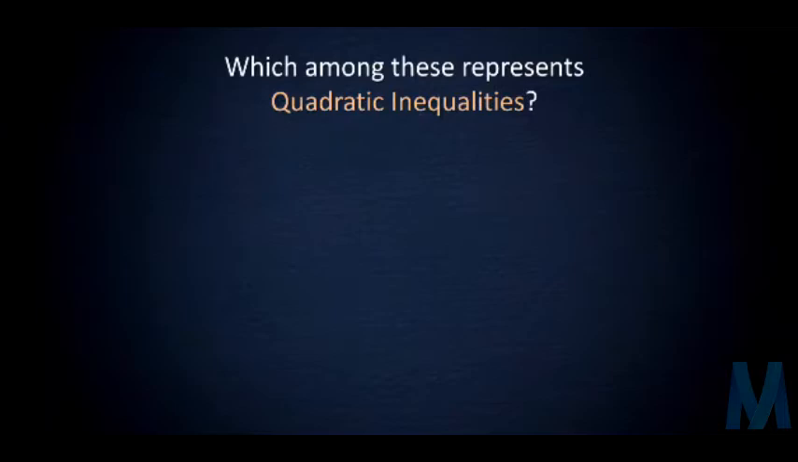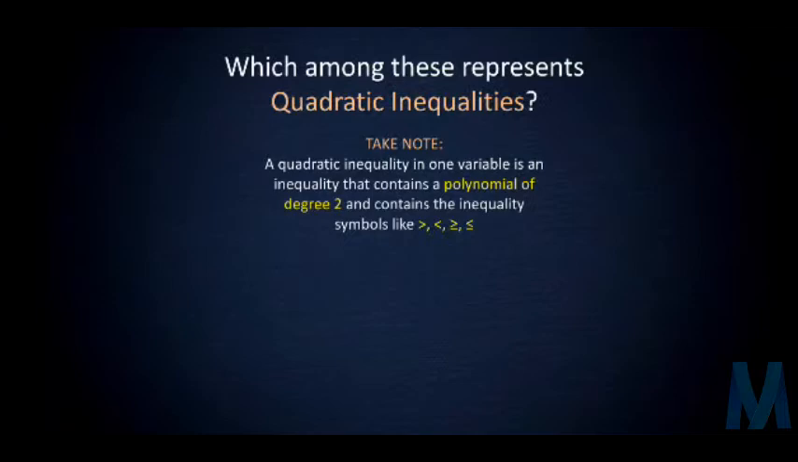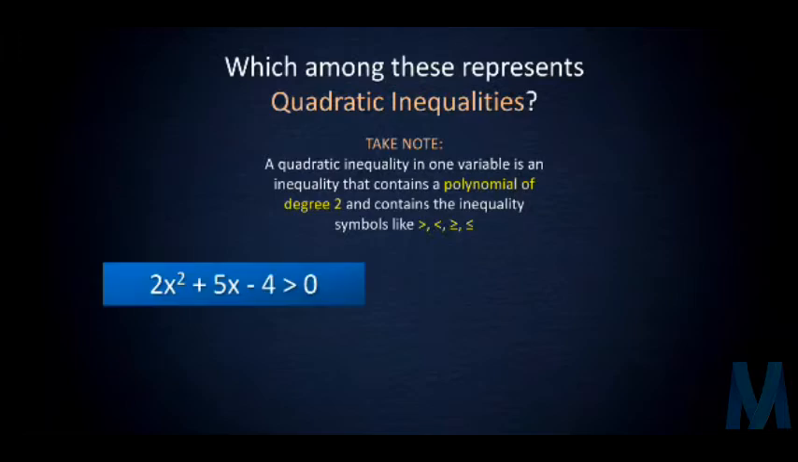Now, which among these represents quadratic inequalities? So take note that a quadratic inequality in one variable is an inequality that contains a polynomial of degree 2, meaning the highest exponent is 2. Okay, and it contains the inequality symbols like greater than, less than, greater than or equal to, and less than or equal to. You have 2x squared plus 5x minus 4 is greater than 0.